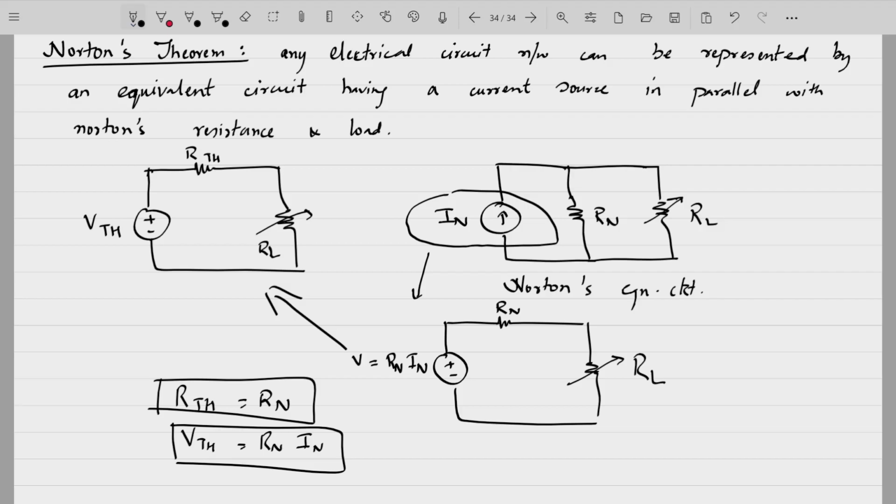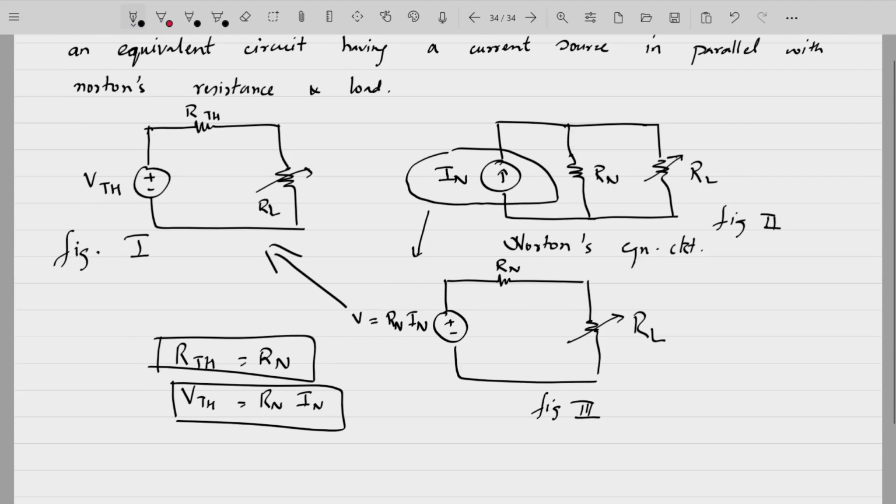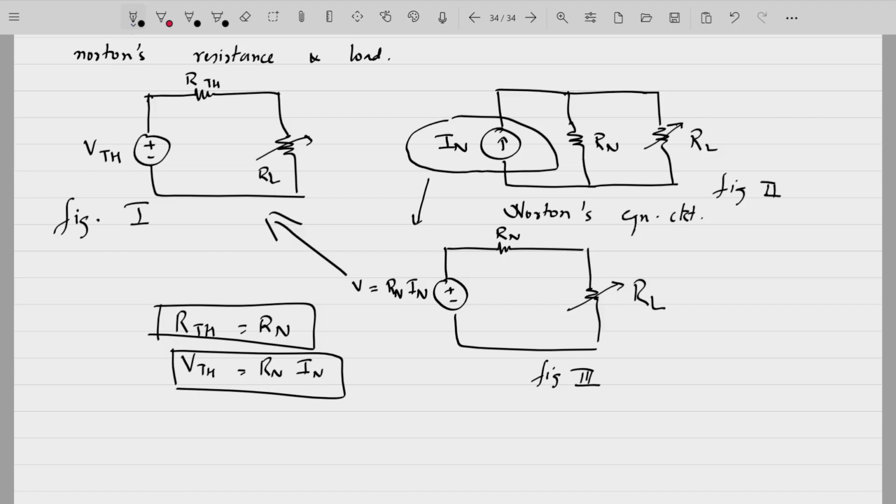You can convert your current source to a voltage source. Once you convert the current source to a voltage source, your new voltage will be equal to Rn multiplied by In, whereas this Rn now will be in series with this voltage source. So looking at figure 1, this is figure 2. From figure 1 and figure 3, you can see that RTH is nothing but Rn and VTH is nothing but Rn into In. Or in other words, you can also say In is equal to VTH divided by Rn.